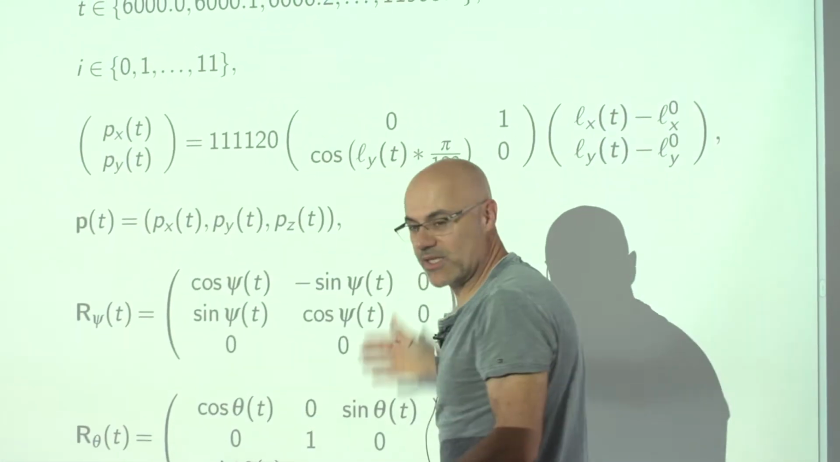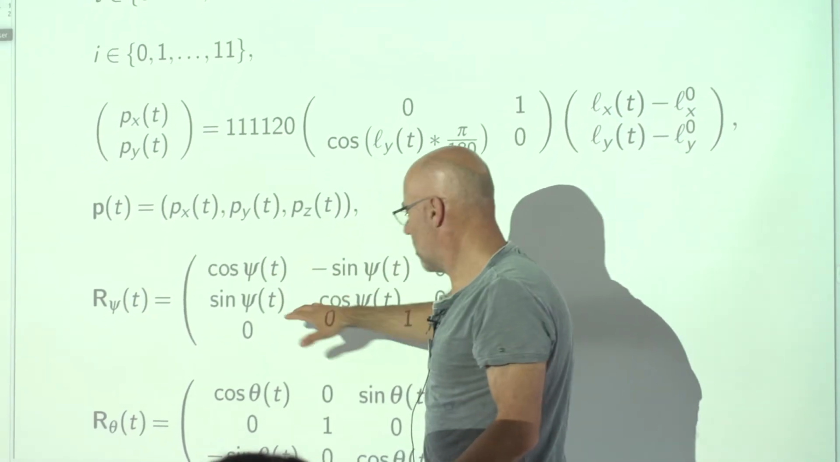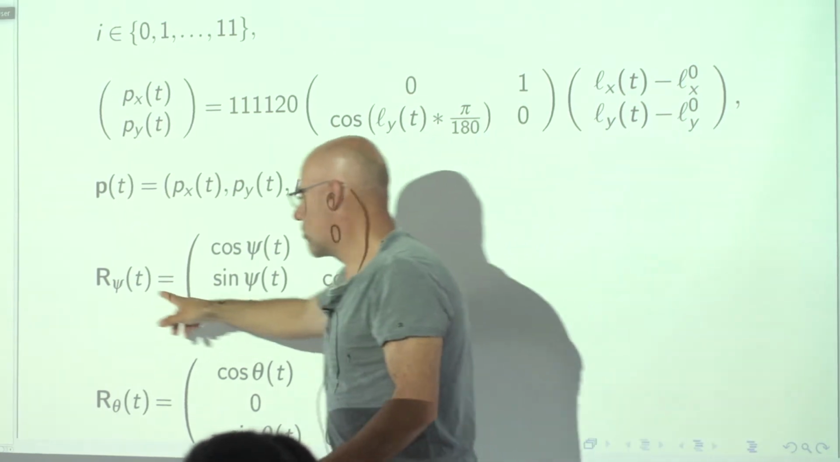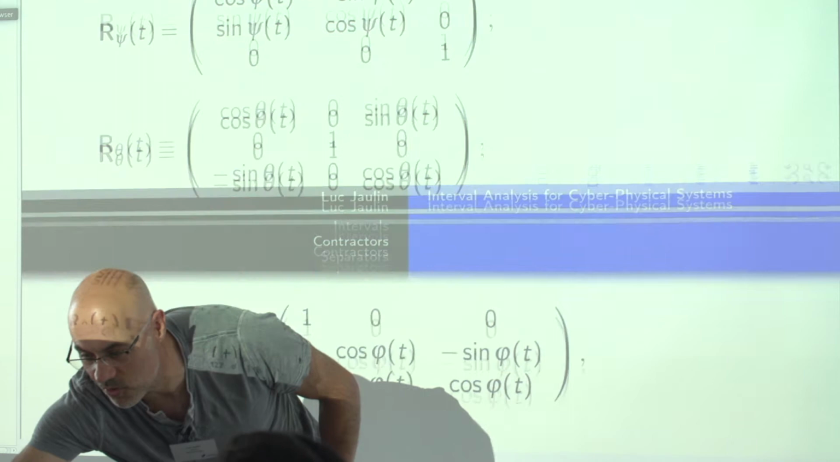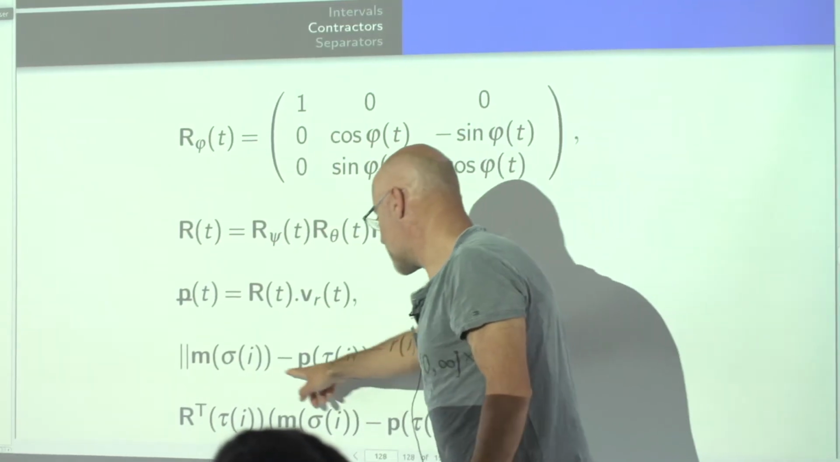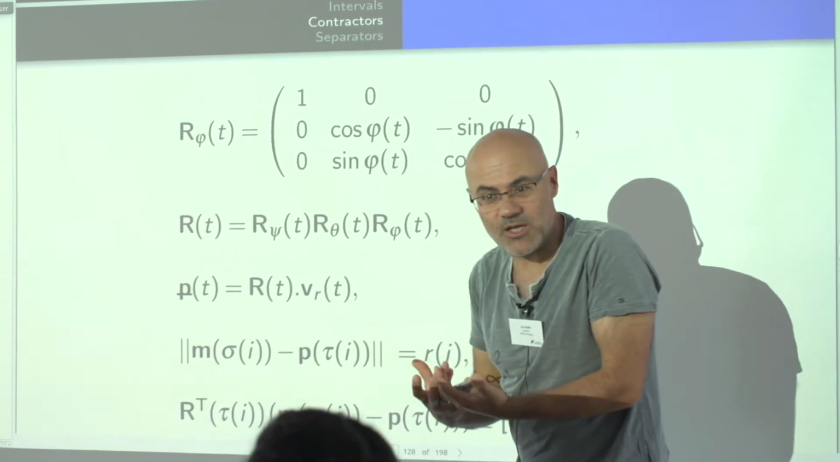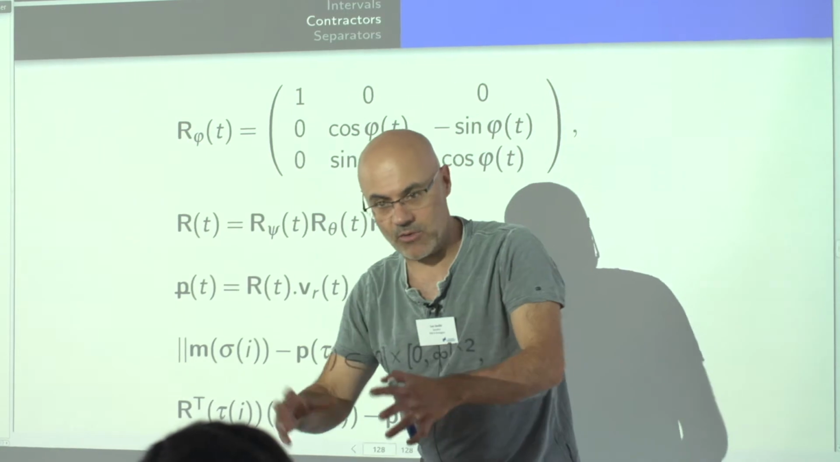I do not detail all this equation. But here, for instance, it corresponds to the Euler angle. From the Euler angle, you are able to build a matrix. The global matrix is a product of all the three matrices. This corresponds to the distance. So all these equations correspond to geometrical information we have on our system.